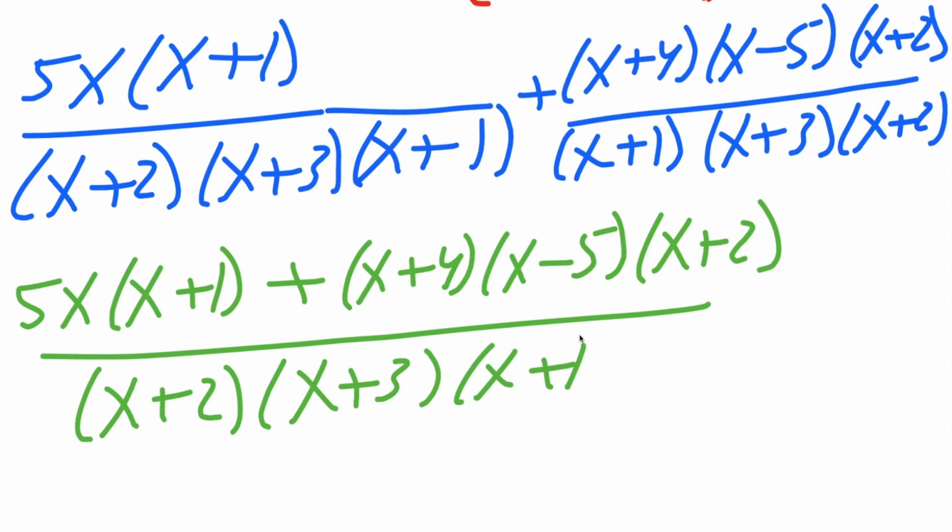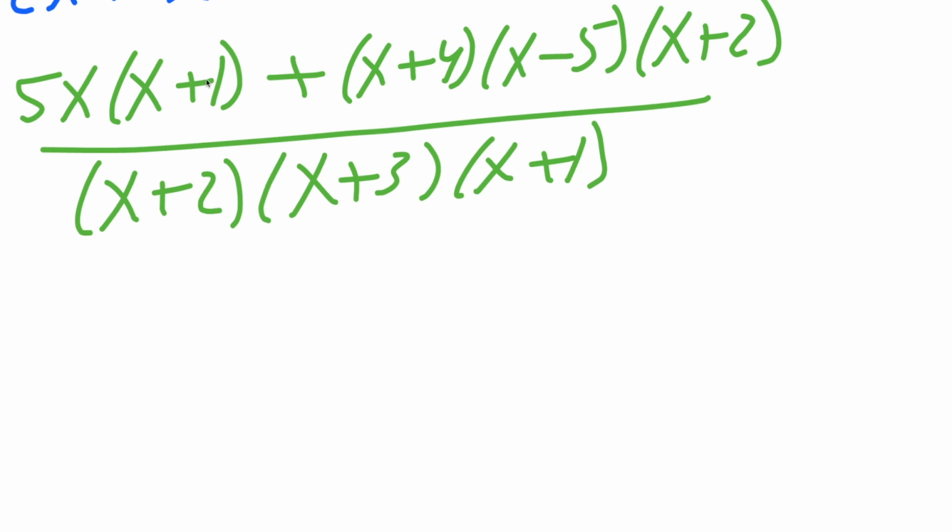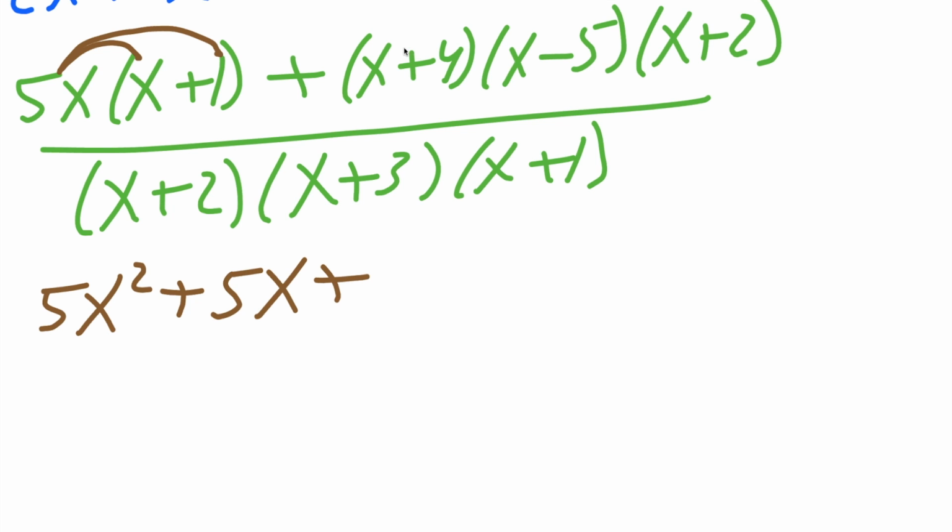plus 1. The next step is I would like to have the numerator where it's expanded. So we're going to take our 5x, we're going to multiply by x, we're going to take our 5x, we're going to multiply by 1, and we're going to expand two of these pieces, and then we'll do it again. And I'll show you what I mean by that. 5x times x is 5x squared. 5x times 1 is 5x. Now we'll expand these two pieces.